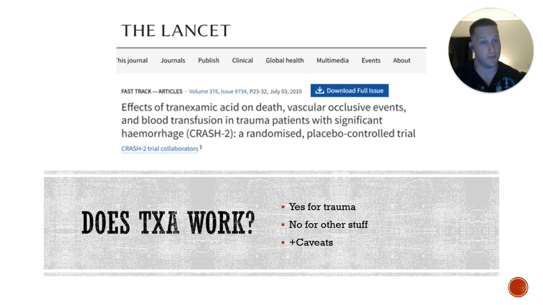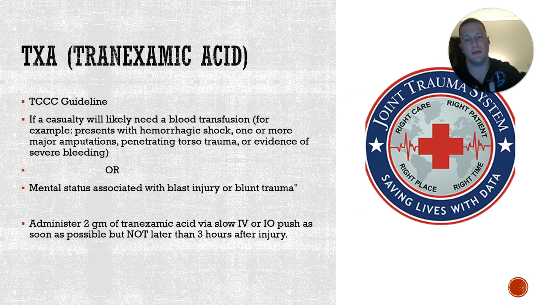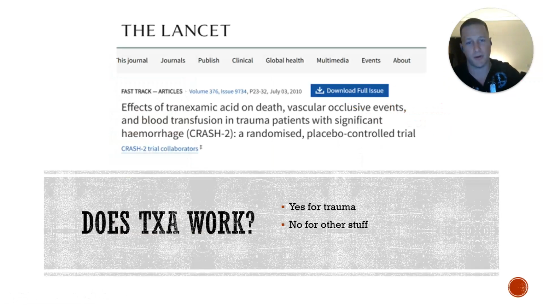And that was always the risk that people had raised: well, if you give TXA, people are just going to get DVTs and pulmonary embolisms and they're going to die. They're not going to die from their trauma, but they're going to die of a blood clot in their lungs. That's not true. You see in the guideline, don't give it after 3 hours of injury. Okay, where does that come from? That kind of comes from this paper. They found that people who got the TXA after 3 hours did worse.